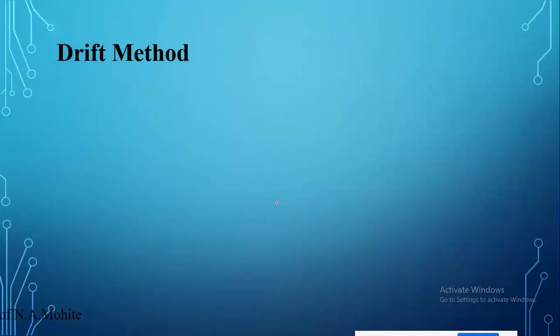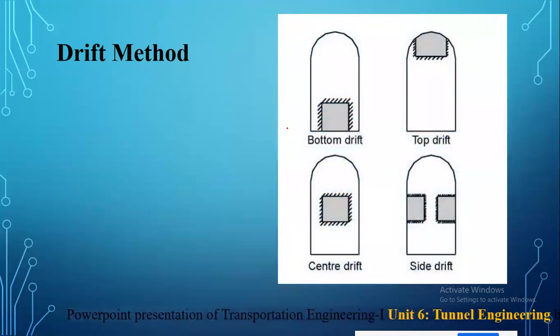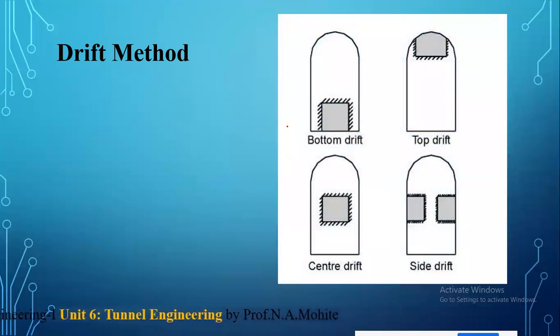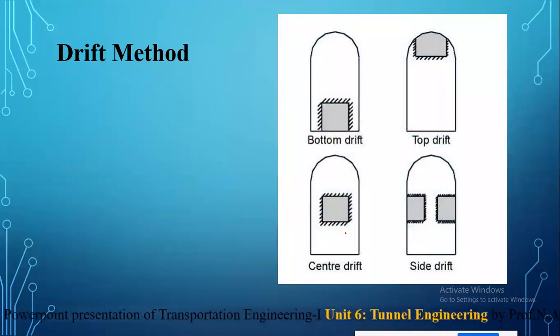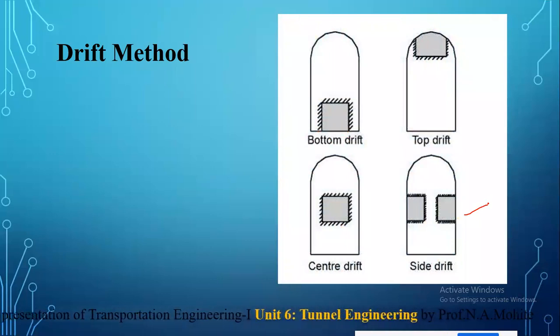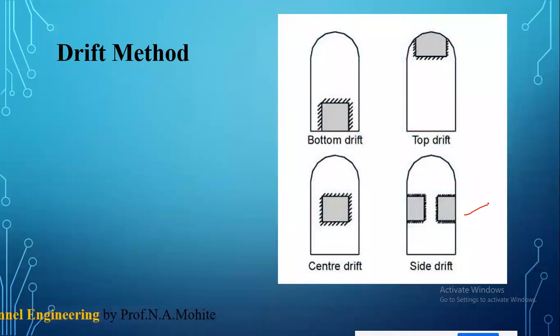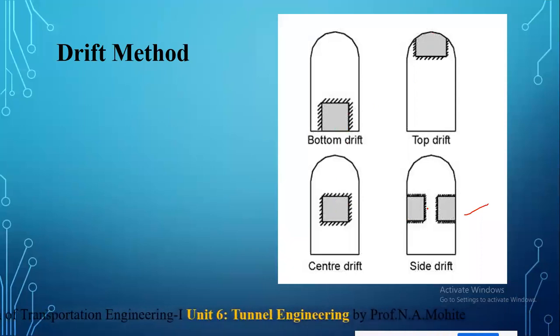Moving to the next method, that is the drift method. Drift is nothing but a small kind of tunnel, usually having a size of 3 meter by 3 meter. This drift may be provided at the bottom, at the top, at the center, or side by side. In driving a large tunnel, it is advantageous to drive a drift first through the full length of the portion, and you can go on excavating from the top, bottom, center, or side.